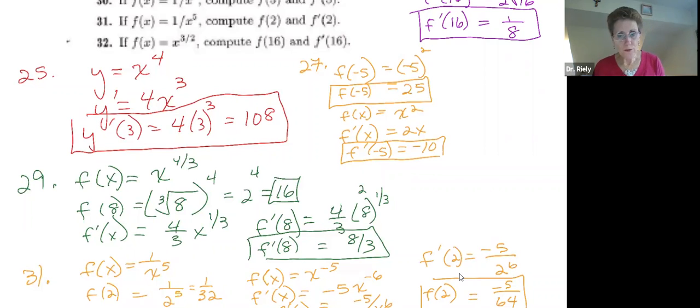Okay, so those are the first set of problems. I'm going to do a second video for the remaining problems from this assignment. So the second video will cover, let's see, 33 to 39, and then I'll do 42 and 45 as well.